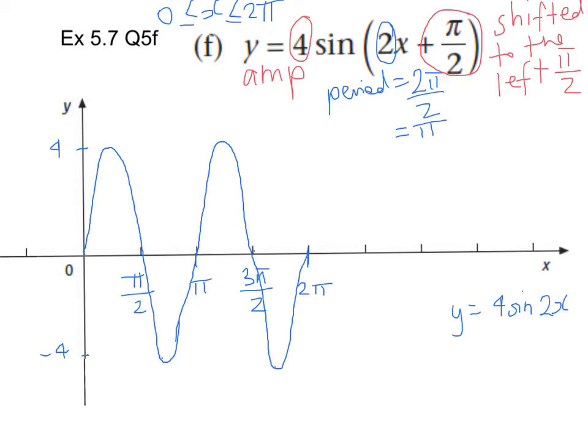Alright, now the graph that we want needs to be shifted to the left by pi on 2. So there's pi on 2, we're shifting that to the left. That point now becomes this point here. This point here would become here. This point here comes there. This point here becomes up here. This point becomes over here. This point ends up here. This point ends up here. So we're going to be going like this.